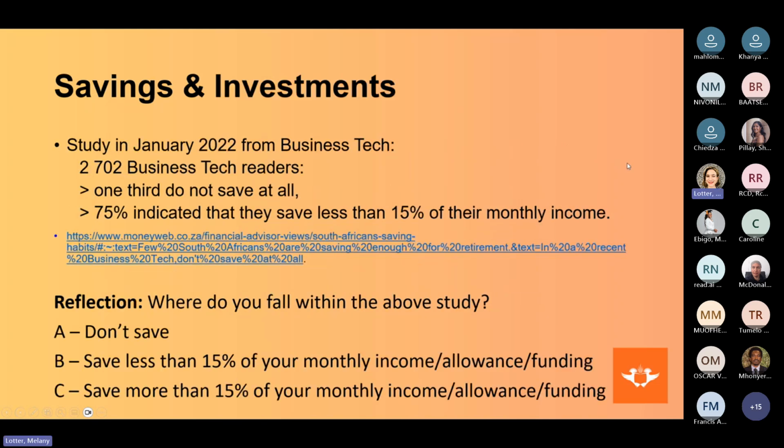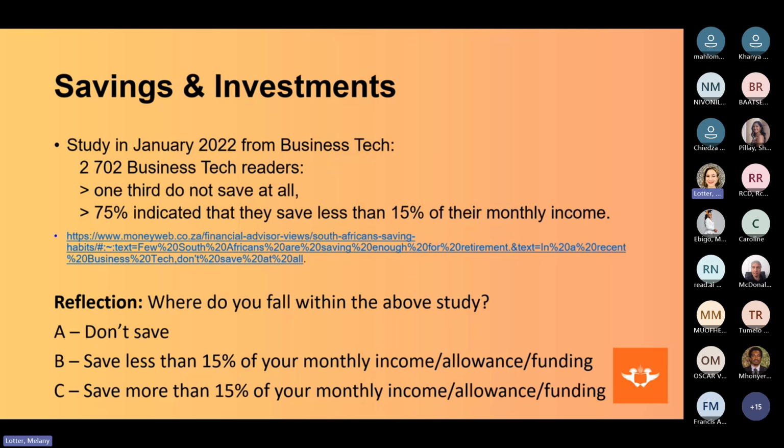So a study in 2022 from Business Tech indicated that only one third of their readers do not save at all. They have no savings at all. And 70% indicated that they save less than 50% of their monthly income. So that they save, those that are saving less than 15%. So maybe you can ask yourself, where do I fall in the study? And you can also put it in the chat box if you're happy to reveal your answers.